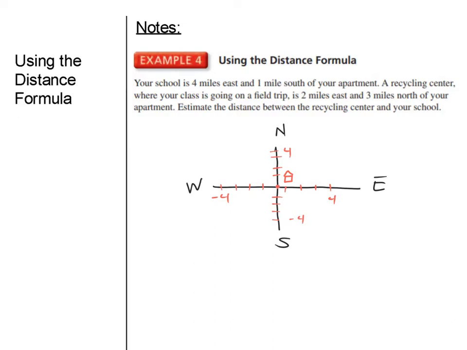Okay, so I drew the map that corresponds so far to some of this word problem. A recycling center, oh, your school is 4 miles east and 1 mile south. So 4 miles east and 1 mile south is right here. Oh, I should move it over just slightly. So right there, that's a recycling center, or school, sorry. That's school.